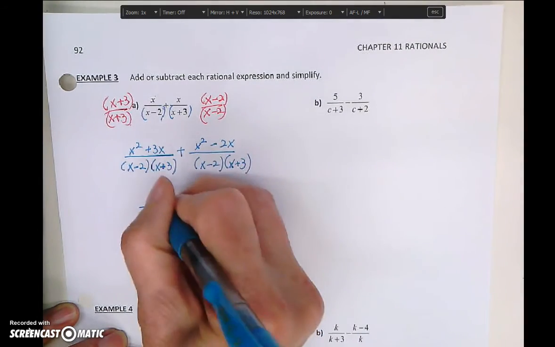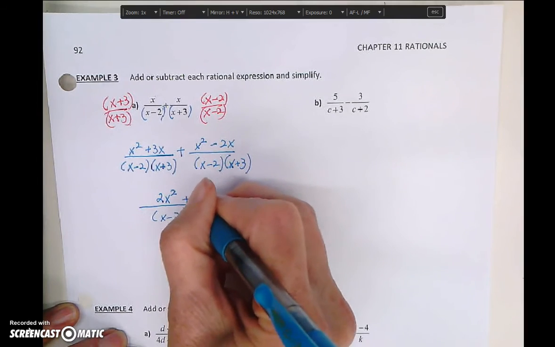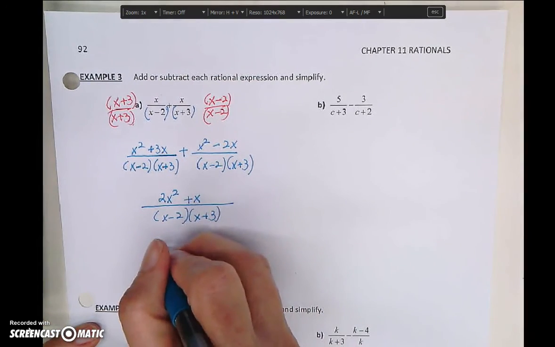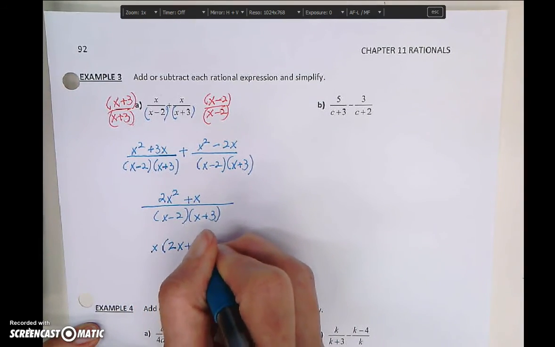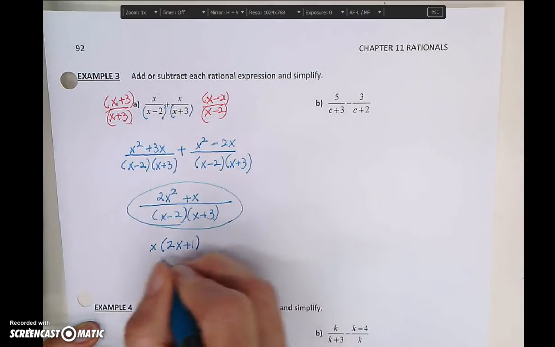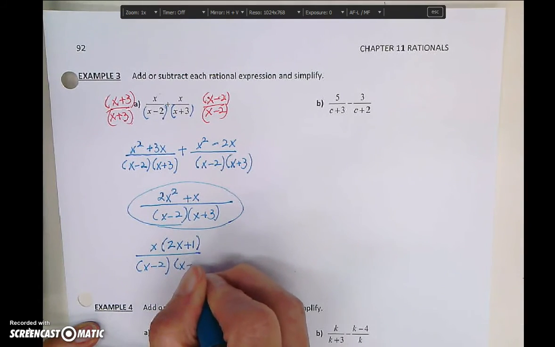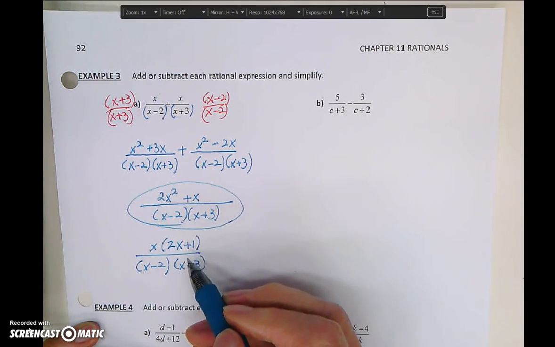Combine terms up here, and I'm going to get 2x squared plus x. Now, I'm not sure whether that will reduce or not, so I'm going to go ahead and think about factoring it, and the x comes out. That leaves me with 2x plus 1. At that point, you can stop and just circle this if you want to, or you could go ahead and finish this out and just rewrite it this way. Either one of these answers would be acceptable.